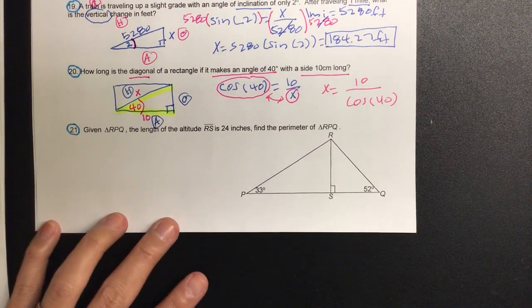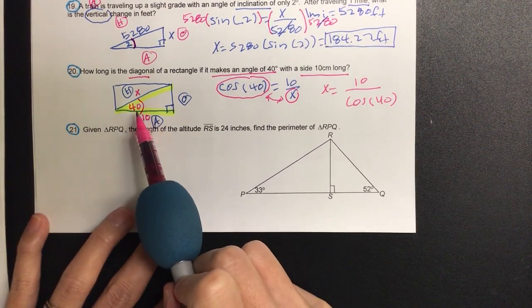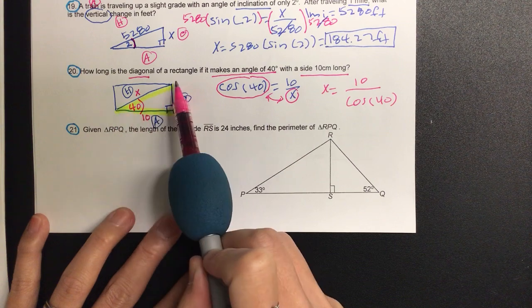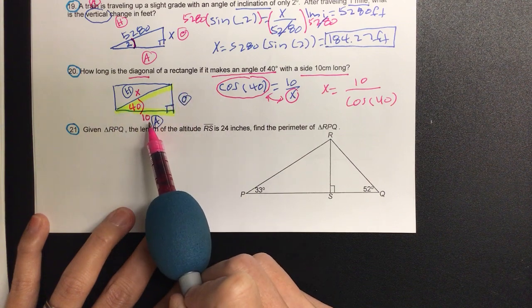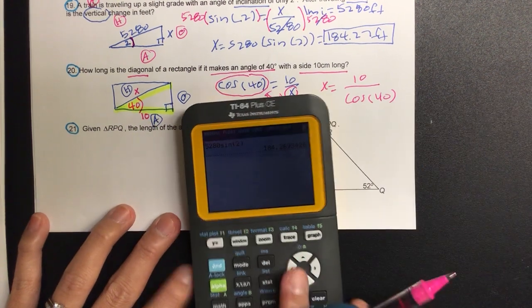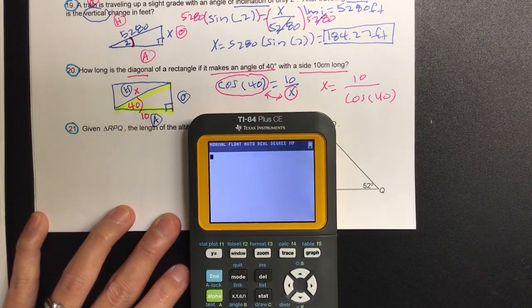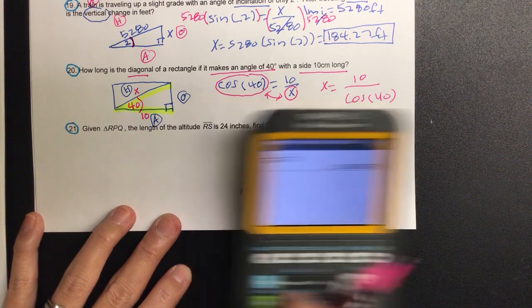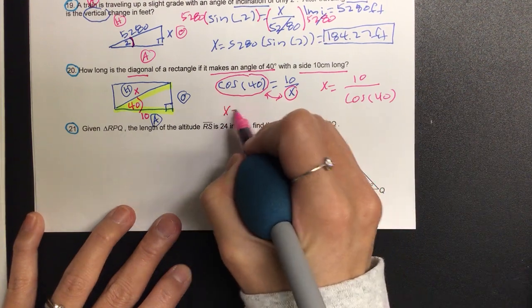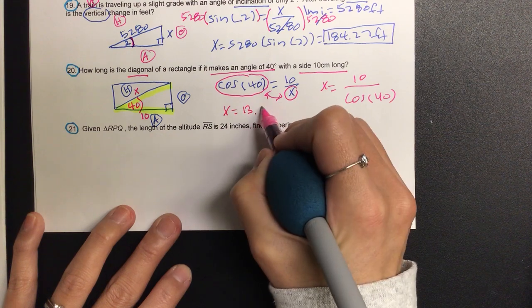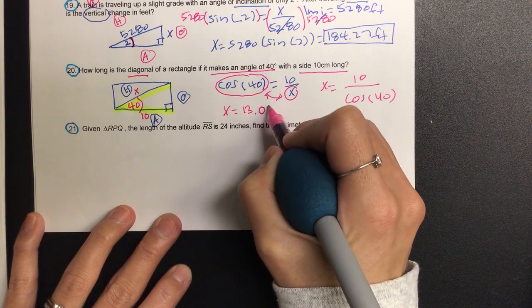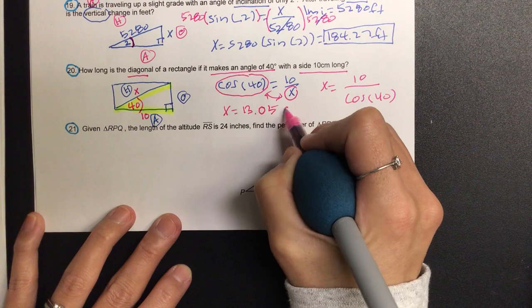So let's do an anticipation. Should the hypotenuse be larger or less than 10? It should be larger. Let's see if that is correct. So we have 10 on top, cosine of 40. And it is larger. How would I round this value? 0.005. Very good, and that's our centimeters.